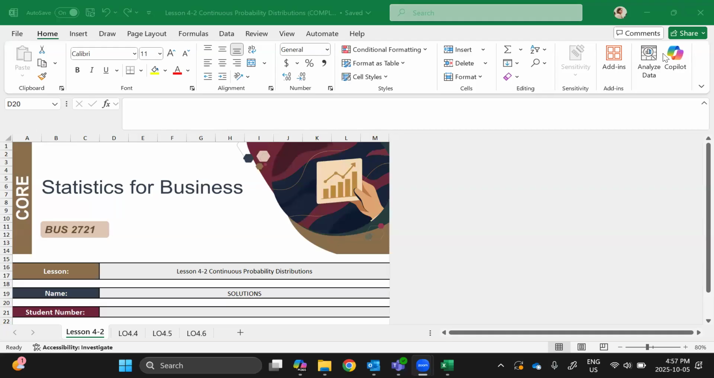In lesson 4.1, we learned about discrete probability distributions. Now, in the second lesson from Learning Outcome 4, we're moving on to continuous probability distributions. This will conclude the new material you have to cover before study week.